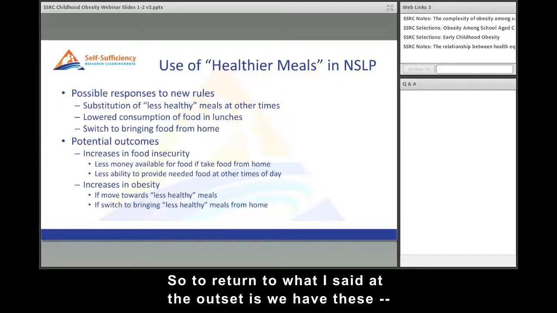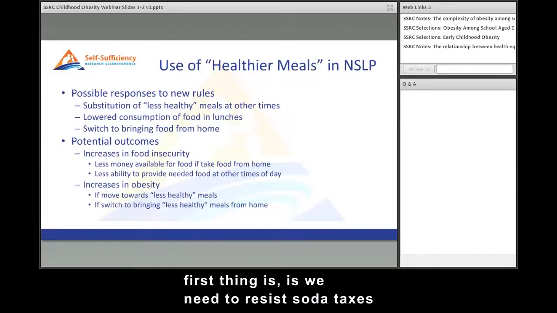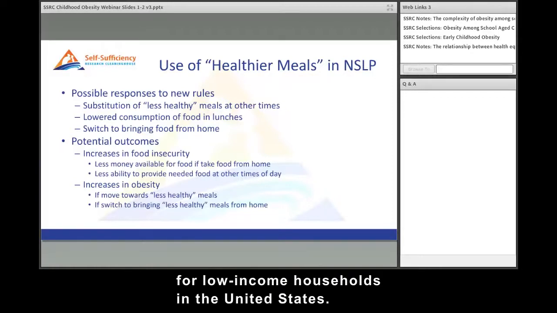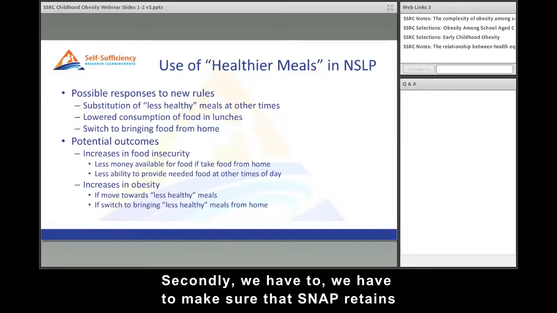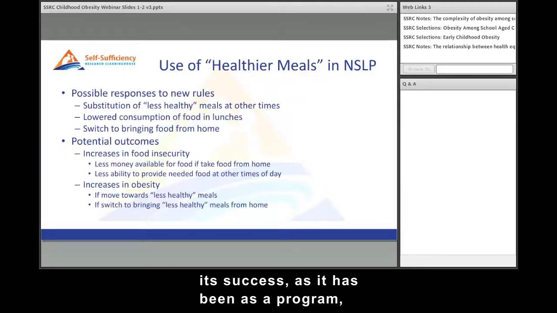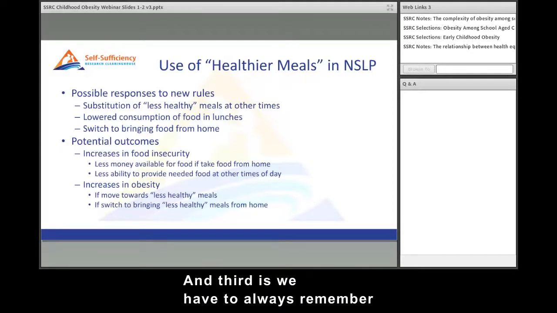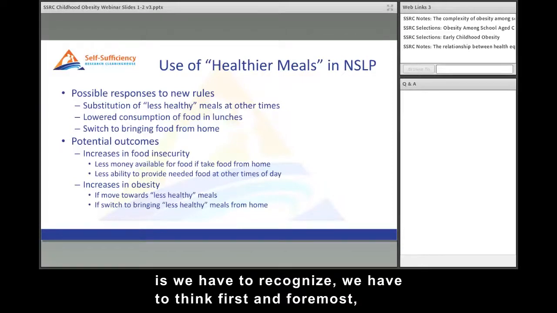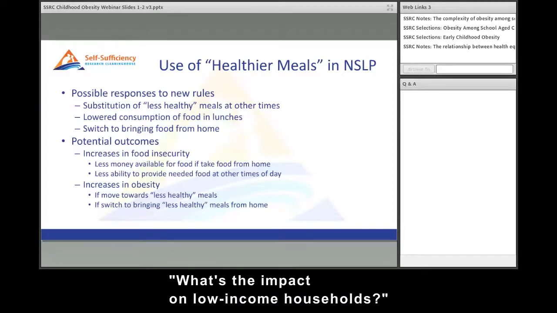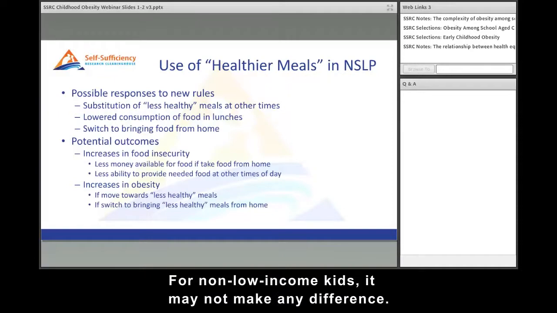So to return to what I said at the outset: the first thing is we need to resist soda taxes because they have negative consequences for low-income households in the United States. Secondly, we have to make sure that SNAP retains its success as a program and not move towards things like restrictions on what people can purchase with it. And third, whenever we make changes to programs like the National School Lunch Program, we have to think first and foremost, in my opinion, about the impact on low-income households. For non-low-income kids, it may not make any difference.